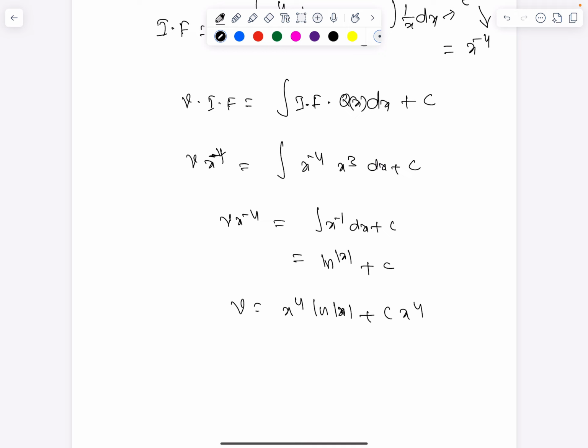v is equal to y power 1 minus n, but n is 2. That implies y power minus 2 is equal to x power 4 ln of x plus c. Oh, sorry, this is minus 1. When n is 2, y power 1 minus 2 is y power minus 1. Y power minus 1 is x power 4 ln of x plus c of x. That's your solution.